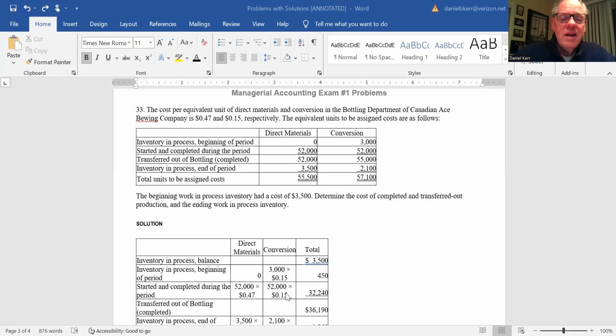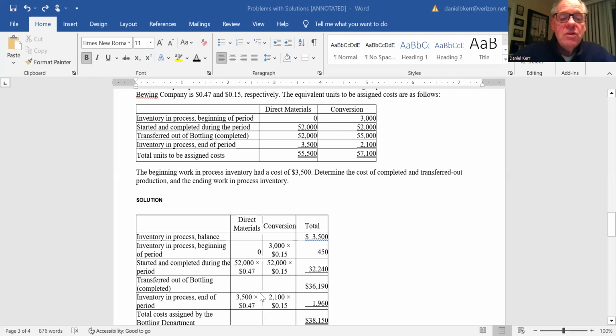At least one of you had a really nice schedule, but you used the wrong direct materials cost. Direct materials were not 57 cents, they were 47 cents. So where you got 57 cents, I don't know. So the 52,000 get the full charge for material and the full charge for conversion costs. That gives you the total cost of goods transferred out and completed.